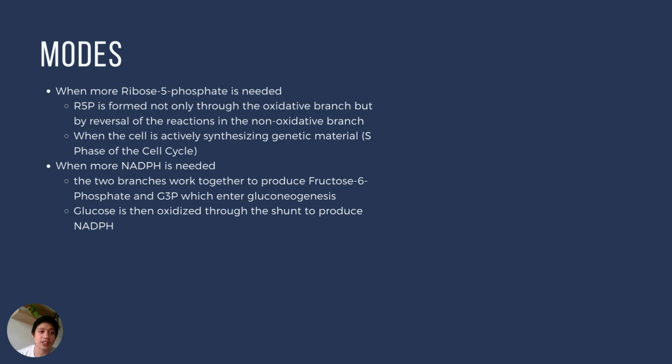This happens when the cell is actively synthesizing genetic material, which again requires nucleotides to be formed. So nucleotides come from ribose 5-phosphate, or ribose 5-phosphate is important for the synthesis of nucleotides. So this happens when the cell is in the S phase of the cell cycle, where you replicate DNA.